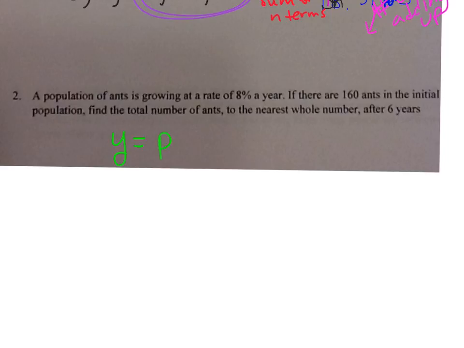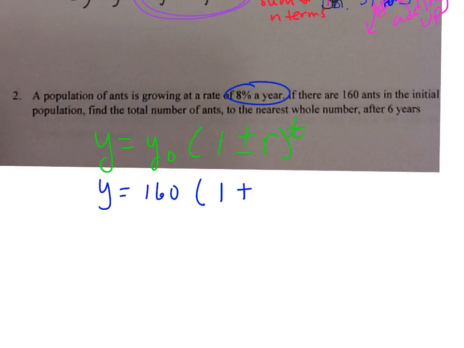The initial amount, I think we use actually y sub 0, so let me get rid of this. So it's y equals y sub 0, that's the initial amount, times 1 plus or minus your rate raised to the t power. In this case, I'll just use x. We could use t, right, to the t power. All right, so it's y equals my initial amount. My initial amount is 160 ants, times 1 plus my rate because it's growth. My increase is 8%, so that's 0.08 raised to the t power. And in this case, I'm going to just put t.